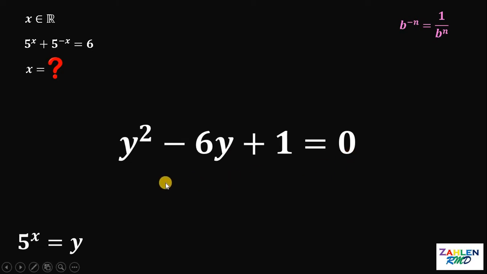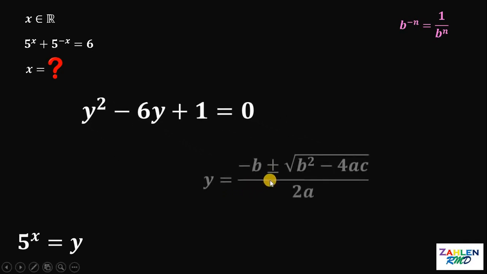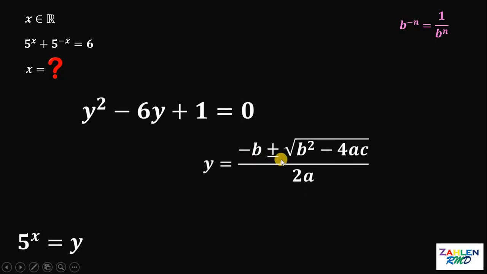Now notice that this quadratic equation is not factorable. Therefore, we will use the quadratic formula. Namely, we have negative b plus or minus square root of b squared minus 4ac all over 2a.